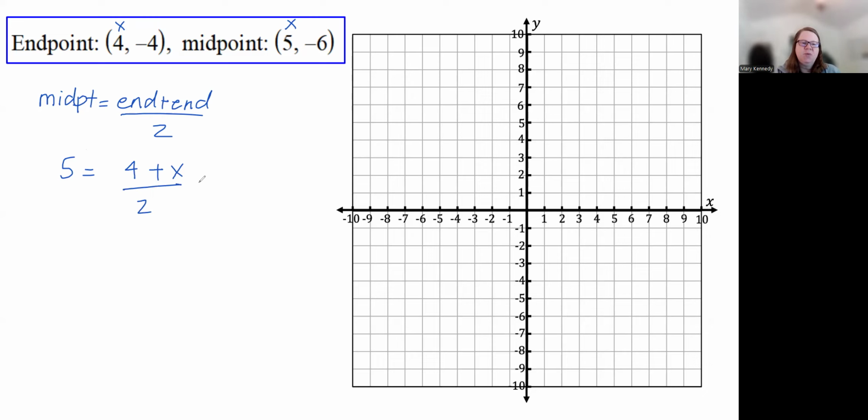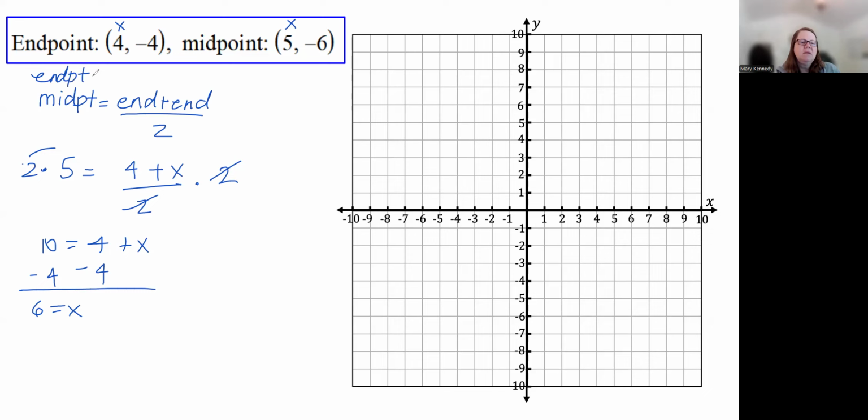Now, that's an algebra problem that we can solve. That's an algebra equation. So I'm going to multiply by 2 on both sides to get rid of the fraction. 2 times 5 is 10 equals 4 plus x, or x plus 4, whichever makes more sense to you, however you would write it. And then I'm going to subtract 4 from both sides and I get 6. So the other end, at least the first part, is 6. I know this is going to be my answer.